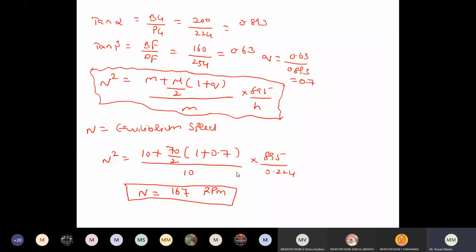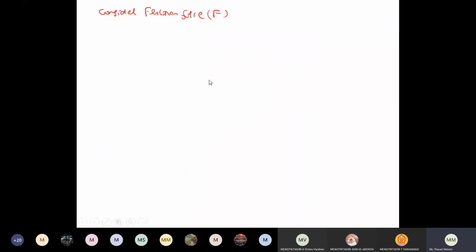Next, by considering the friction, I need to find out the minimum speed and maximum speed. Now let me go to the next slide. Okay, consider the friction force F. What is the F value they have given? Friction force, how much they have given? So considering friction, force F is equal to 20 newtons.